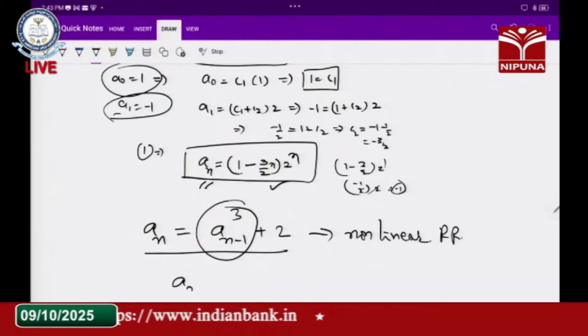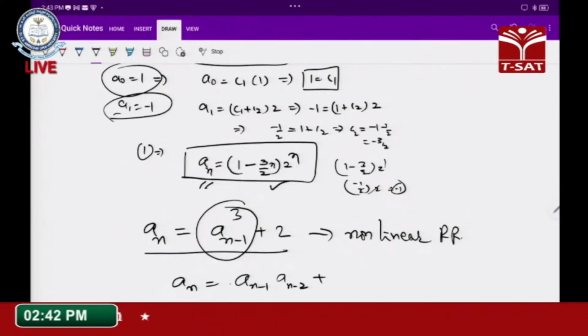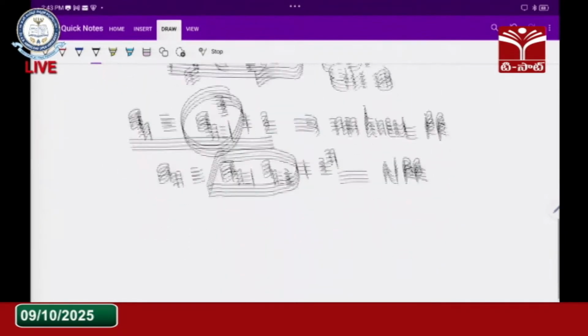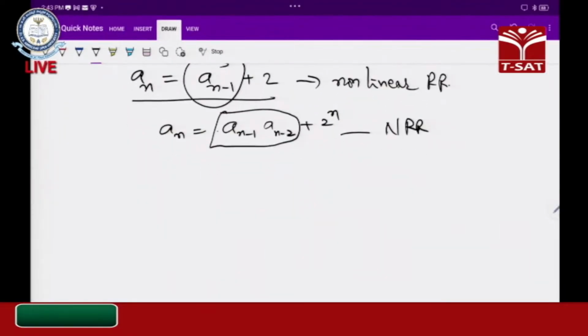Same logic: if I take a n equal to a n minus 1 into a n minus 2 plus 2 power n, here also the recurrence terms are multiplied together. It is also a non-linear recurrence relation. And one more beautiful non-linear example is the divide and conquer recurrence relation. Madam showed it in a PPT.